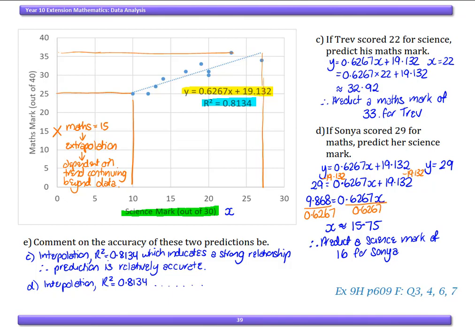So practice exercise 9H, page 609, questions 3, 4, 6, and 7, and use technology for those that you can.